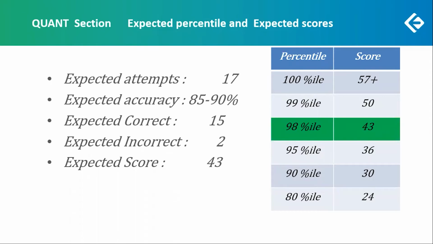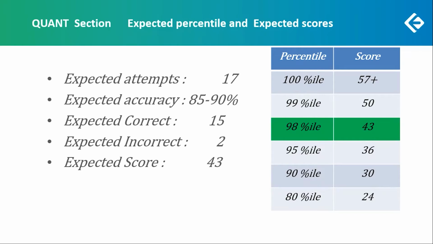95 percentile can be achieved at just 36 marks. Imagine you are attempting only the 12 easy ones and not making a single mistake. A 95 percentiler cannot make mistakes in easy ones. Of course, you can attempt one more of the moderate ones and make one mistake, that is okay.